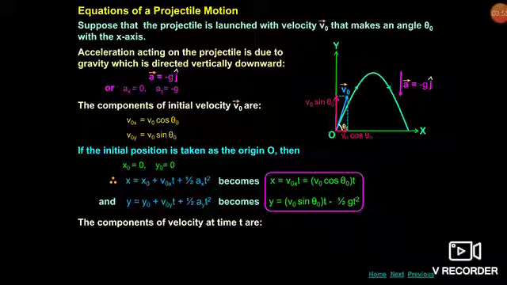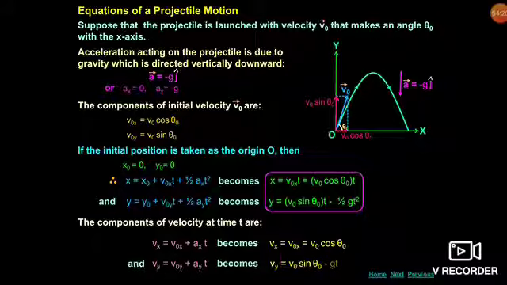The components of velocity at time t are Vx is equal to v0x plus ax t. For Vx again we write v0x plus the acceleration along the x-axis, which is basically 0, because no change in velocity is there, so it is only equal to v0 cos theta naught. Same for Vy is equal to v0y plus ay t. V0y is v0 sin theta naught. Ay we have taken as minus g because the body is going up against gravity.